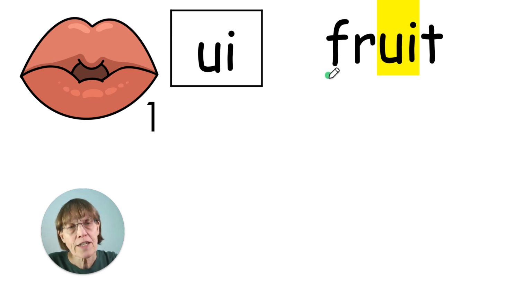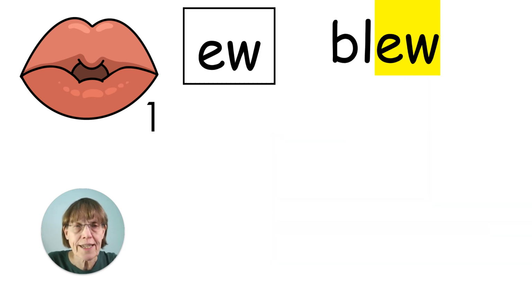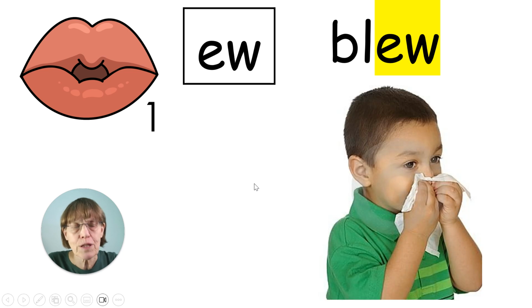Here we have the F and R sound together, fur, then oo, then t, fruit. Your key word, fruit. Please read. Here we have the B and the L together again, bull, and then oo. Same sound as the color blue, but this blue is blue your nose.